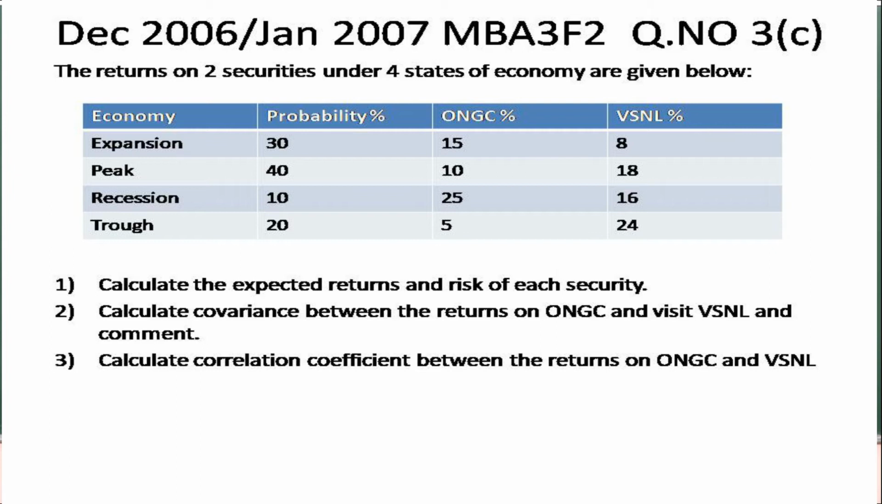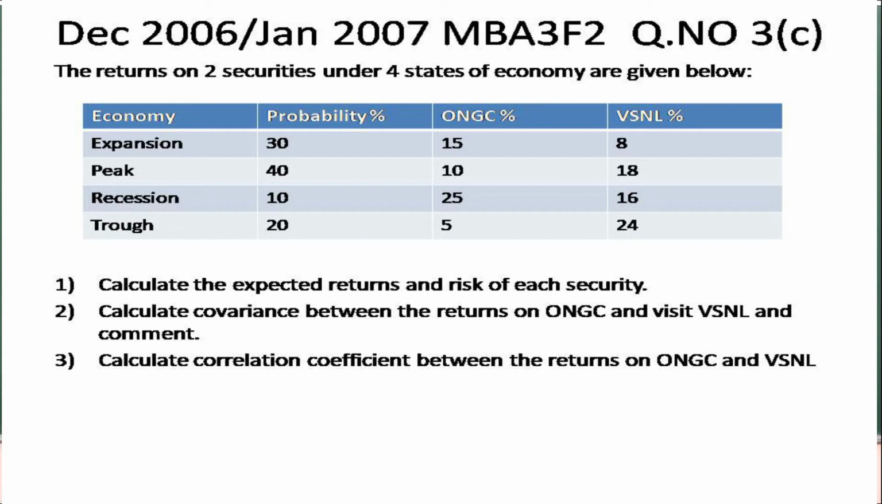And the question they have asked: calculate the expected return and risk of each security. We have to calculate the expected return as well as risk of each security individually. Then calculate the covariance between the return on ONGC and VSNL, and we have to comment. Then calculate the correlation coefficient between the return on ONGC and VSNL. This is the question they have asked, which carries 10 marks. Yeah, let us solve the problem.